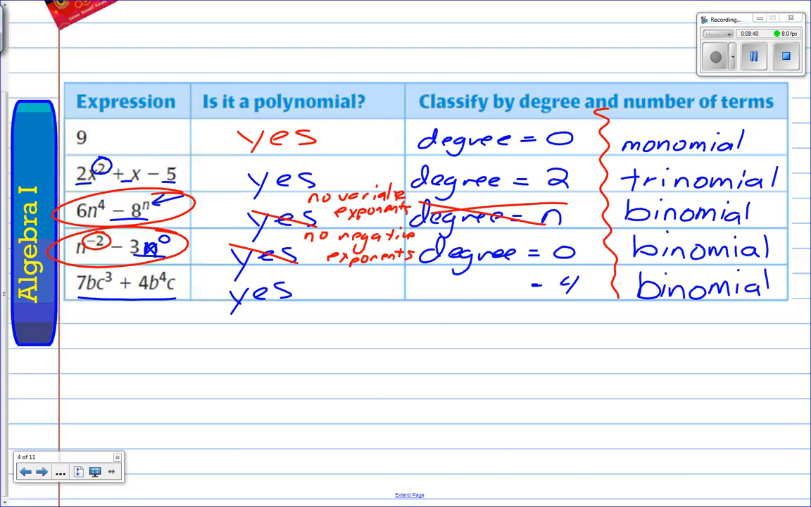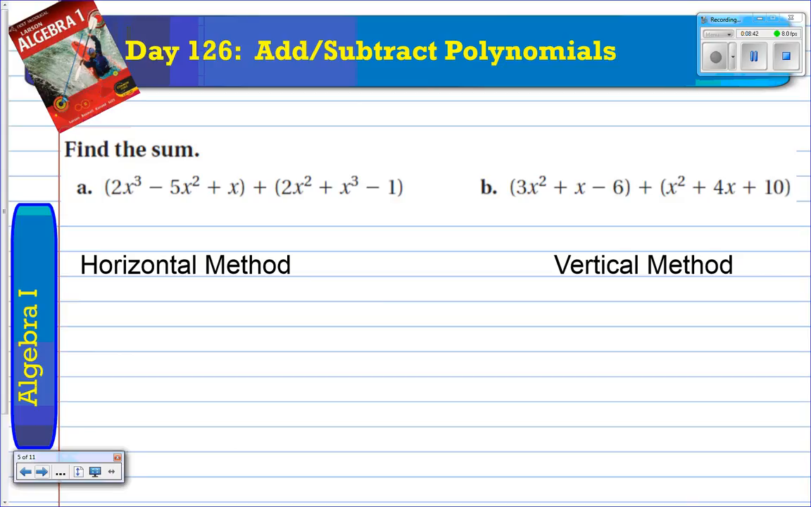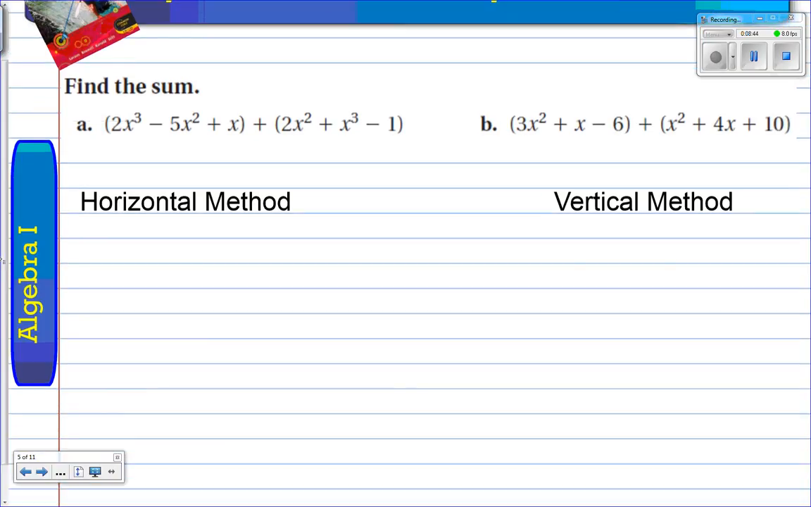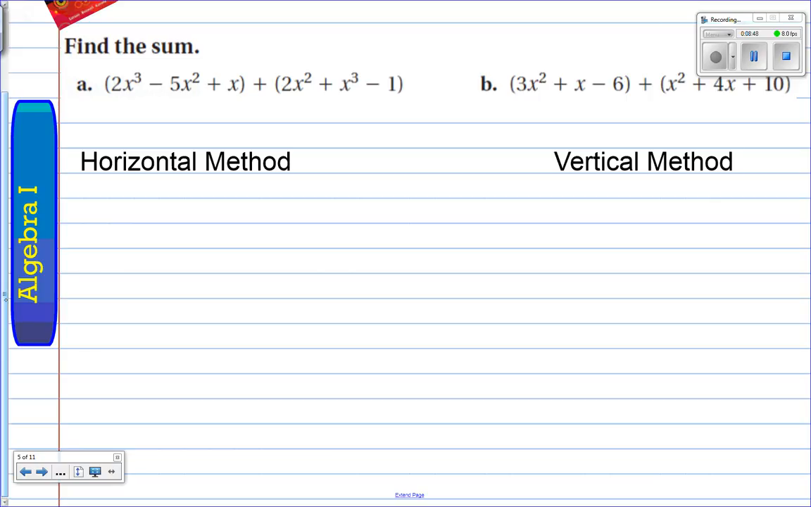Okay. Moving on. We can add and subtract polynomials. There's 2 ways to do that. Really, they're the same way. It's just 2 different formats for adding them. We can use what they call the horizontal method or the vertical method. We'll show you both for 2 different problems here. If we're using the horizontal method, we're going to leave them written horizontally like this. Horizontal meaning across. And I'm just going to make sure that I add up like terms.